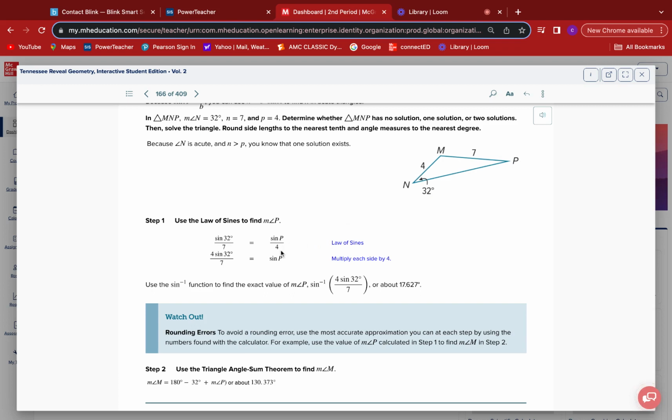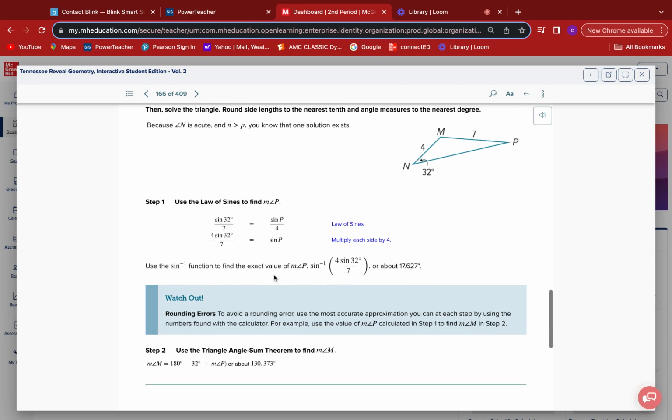So sine P over 4, cross multiply. Now, because I'm finding an angle, we learned when we were using our sine, cosine, and tangent that I'd have to do the inverse. That's that little -1, sine of the -1. But I'm still going to cross multiply. So I'll multiply 4 times the sine of 32 and 7 times the sine of P. And the opposite of multiplying by 7 is to divide by 7. So they kind of skip that step.